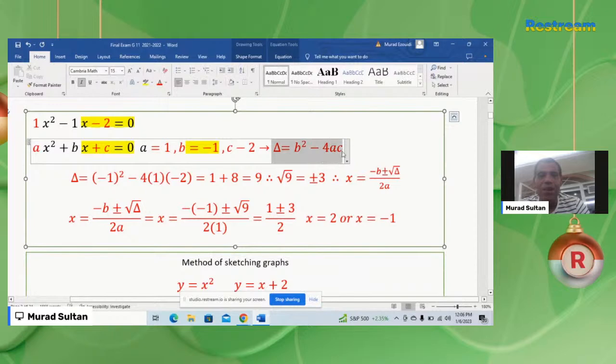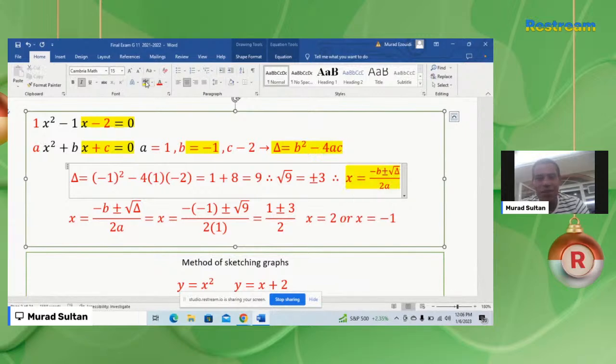Means you are going to write that delta, the value of delta, is b squared minus 4ac. b in fact is minus 1, put it in parentheses and square it, minus 4 multiplied by 1 multiplied by minus 2, because a is 1 and c is minus 2. Therefore, with a simple calculation, you will get 1 plus 8 is 9. Therefore, root of 9 is plus or minus 3. So, in fact, the quadratic formula is given like that: x equals minus b plus or minus root of delta divided by 2a. Root of delta here is 3, and a is 1.